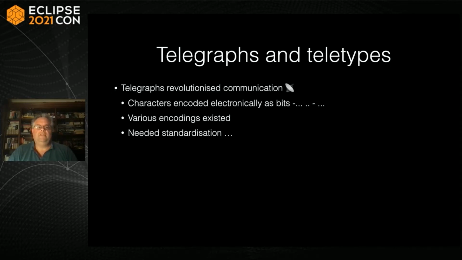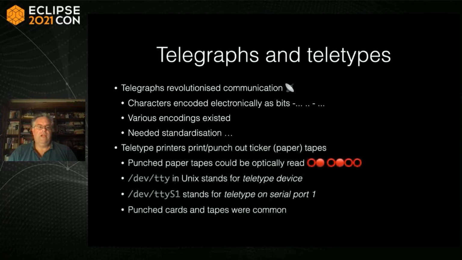Now, telegraphs and teletypes revolutionized communication across long distances, because you could transmit sequences via an electric cable to a remote end, which could then be decoded. In order for data to be transmitted across such a connection, you had to agree what the encoding of that information was, and it needed standardization. We had ticker tape and ticker tape printers that were used to transmit or store this information to print it out again. One of the things used in ticker tapes was punched holes, because you could then read them optically quite quickly.